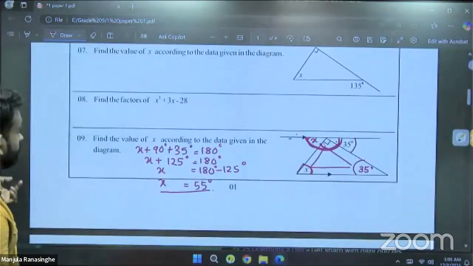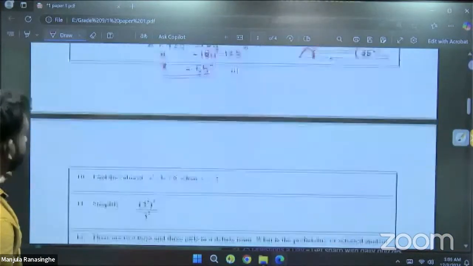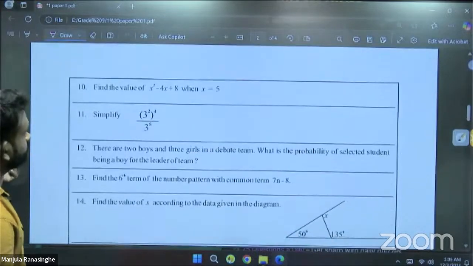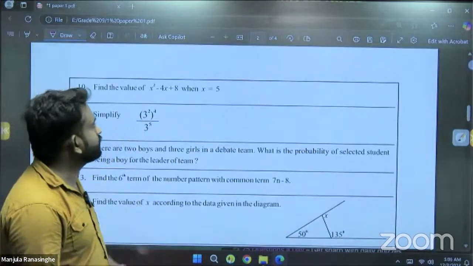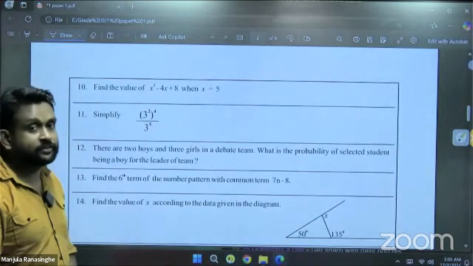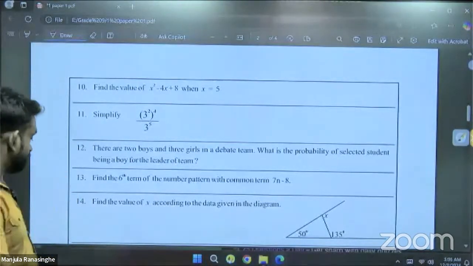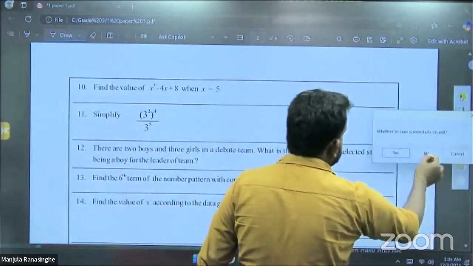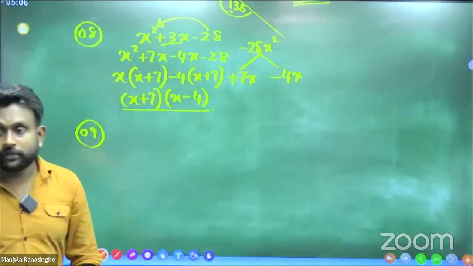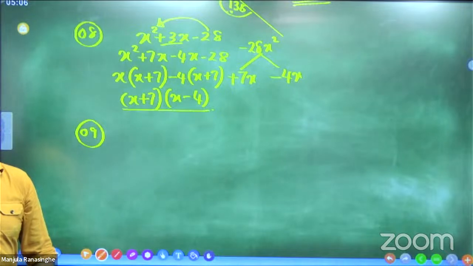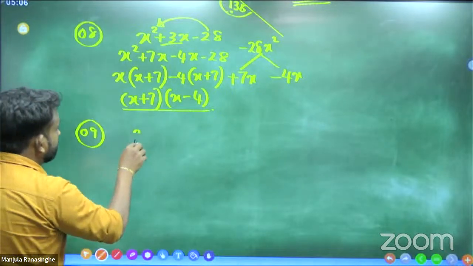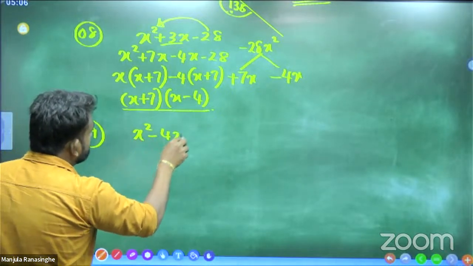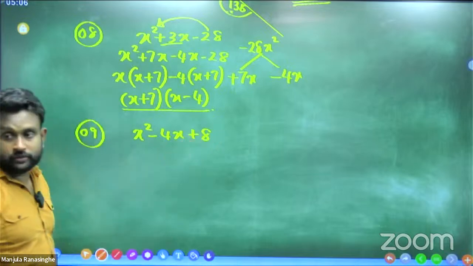Right, now we are moving to question number 10. Find the value of x squared minus 4x plus 8 when x equals 5. You just need to substitute x with the given value in the expression. So x squared minus 4x plus 8. Substitute x as 5.